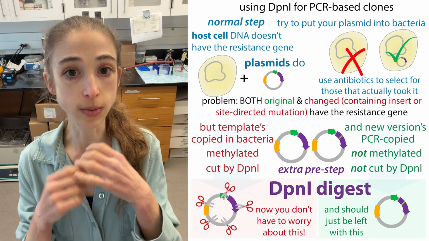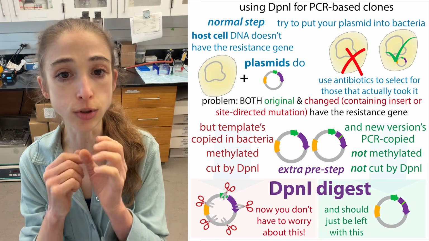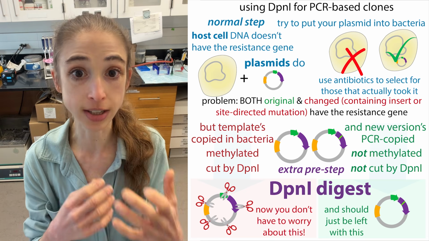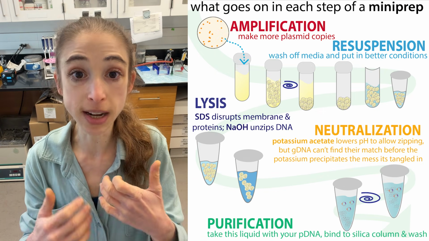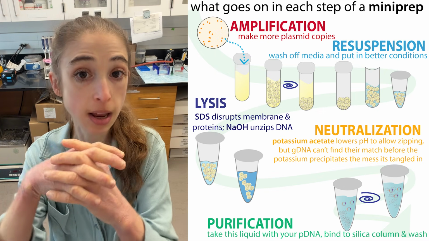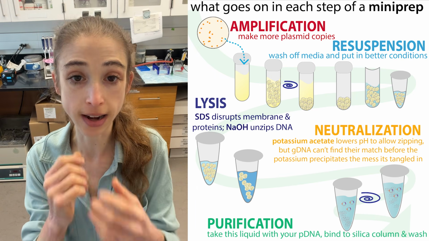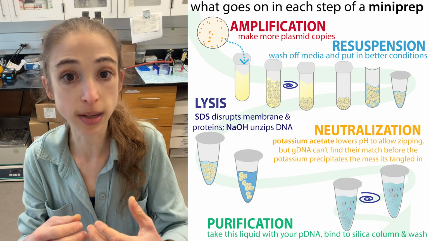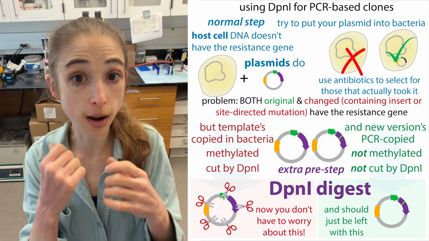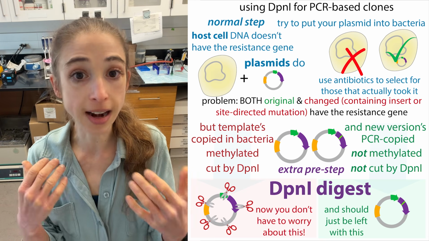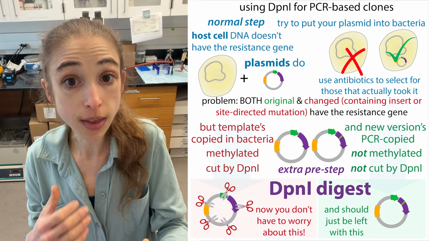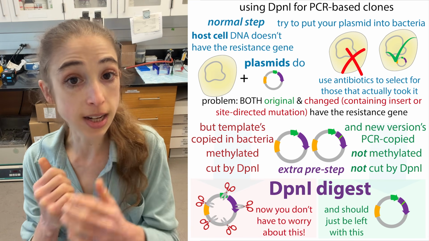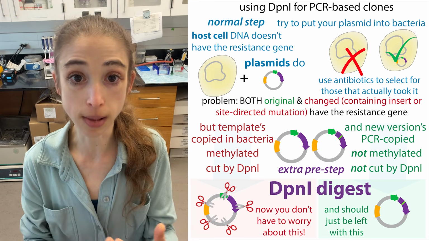And so what we can do is add this DpnI, and it will chew up the parent plasmid, the template, because that template was made in bacteria. We typically use a mini prep, so we grow up a lot of copies of this plasmid in bacteria, and then we purify it out of the bacteria, and that's how we get our template. The template is going to be methylated because it was copied in the bacteria. But when we do the copying in a PCR machine, we're not adding those methyl groups. Because we don't have those methyl groups, it's going to be safe from chewing up by DpnI. But DpnI is going to be able to chew up the parent plasmid.